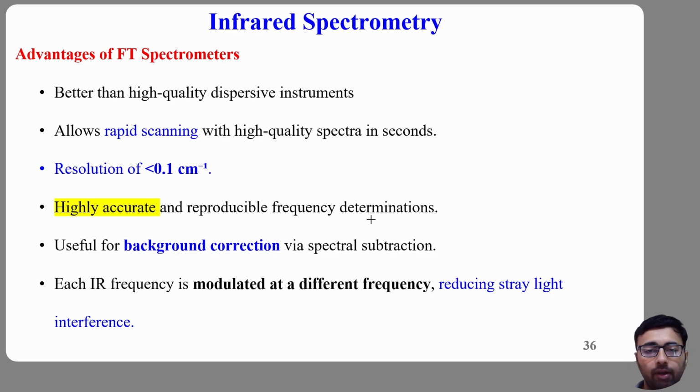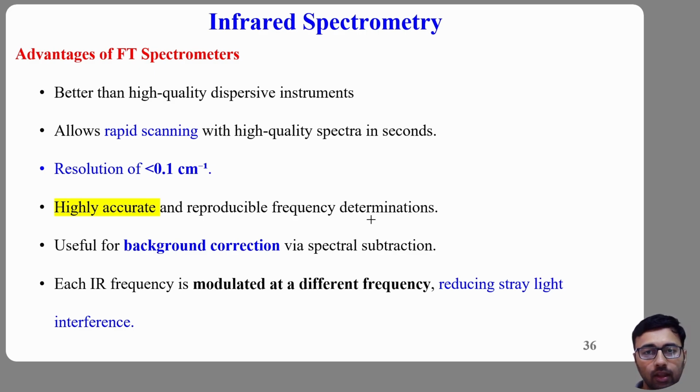The third advantage is excellent signal to noise ratio. Because the entire radiation beam is used simultaneously, FTIR instruments achieve much better signal to noise ratios than dispersive systems. This improves sensitivity and spectral clarity.